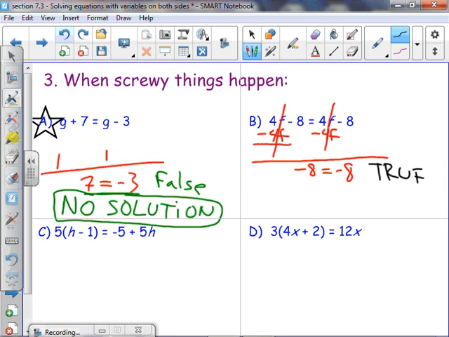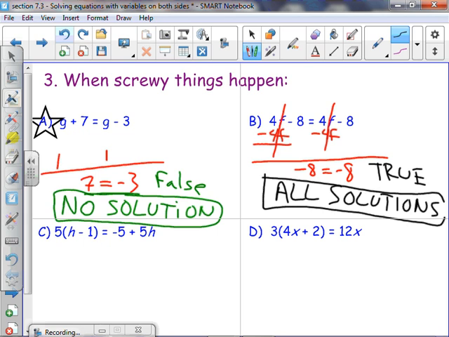What this means is that no matter what you pick for your variable, you will always get a true statement. Okay? So what we say is, instead of no solutions, we write all solutions, because whatever you pick for your variable, you could pick -1 million, you can pick 4.6, any number at all, you will always get a true statement. So whatever you pick for f will be true, so we write all solutions.